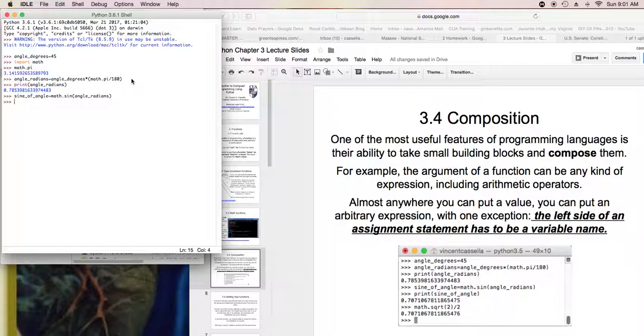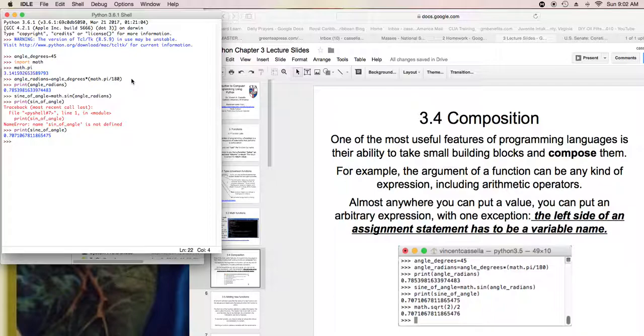Okay, well, let me print that. Print sine of angle. And I get an error. Oh, because I spelled it wrong. Let's do that over. Okay, sin, I've got an E at the end there. Print sin of angle, and there it is, 0.707.